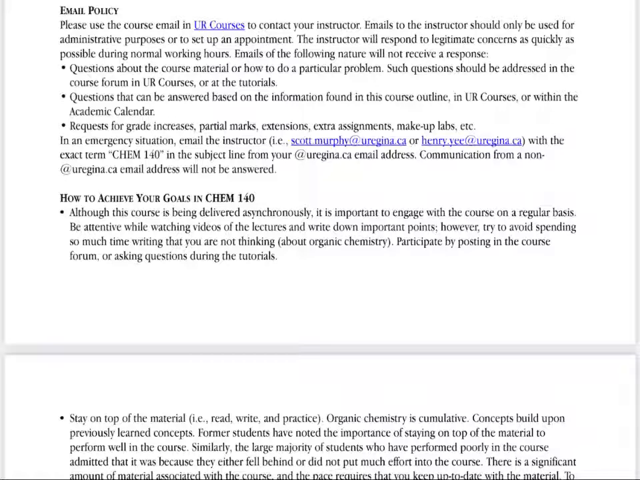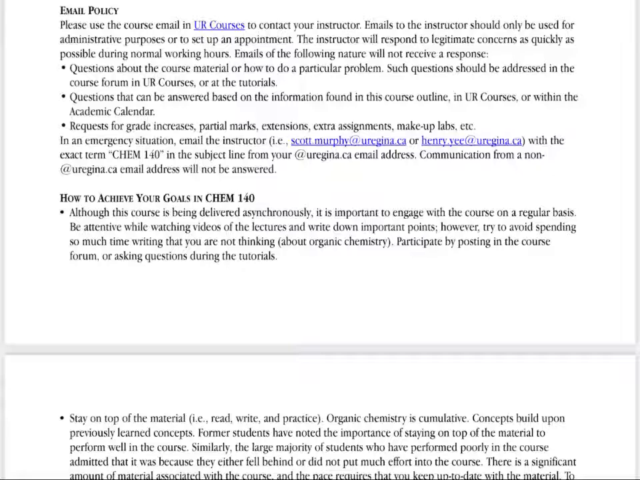Questions about the course material or how to do a particular problem. Such questions should be addressed in the course forum in your courses or at the tutorials. Questions that could be answered based on the information found in this course outline, in your courses, or within the academic calendar. And requests for grade increases, partial marks, extensions, extra assignments, makeup labs, for example.